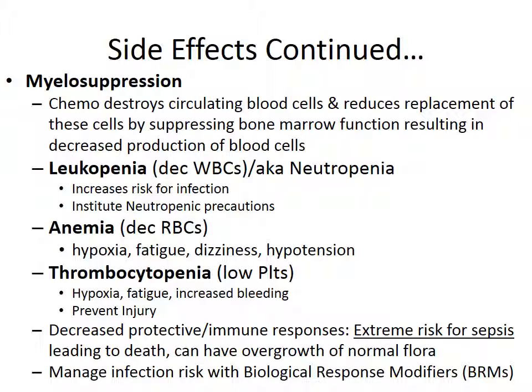Anemia, or the decreased red blood cells, results in hypoxia, fatigue, dizziness, and hypotension because the hemoglobin is carried on the red blood cell. Thrombocytopenia, or low platelets, results in hypoxia, fatigue, and increase in bleeding incidences, so it's important to prevent injuries in these patients. Incidentally, too, these patients have decreased protective and immune responses, and so they're at extreme risk for sepsis leading to death, and they can also have overgrowth of normal flora in the body. You need to manage their infection risk with biological response modifiers, if at all possible.